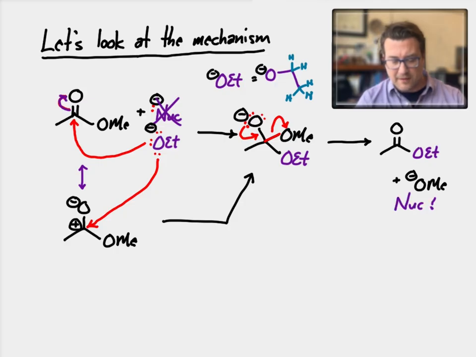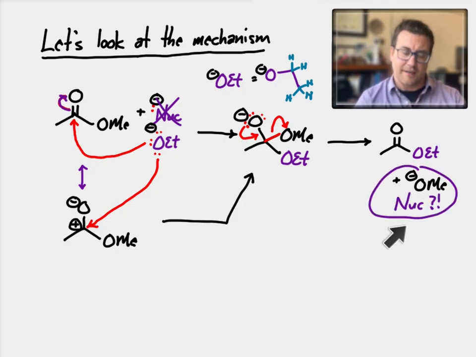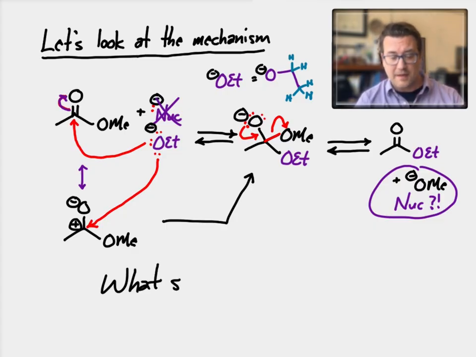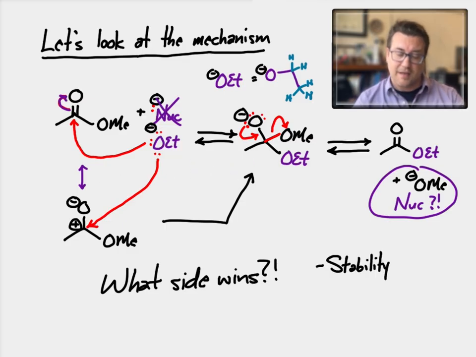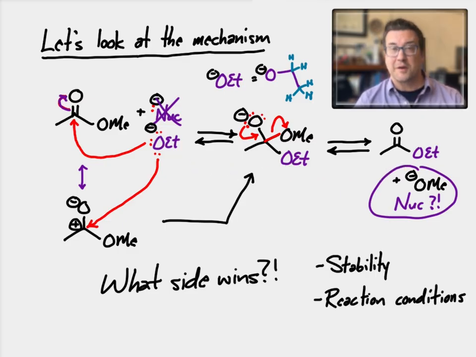Now one thing to think about is, wait, this methoxide looks a lot like ethoxide. Could methoxide be a nucleophile? The answer is absolutely. This is a reversible reaction in this case. If you simply had a 1-to-1 mixture of this ester and this ethoxide, you'd likely wind up with a 1-to-1 mixture of the different esters. This particular nucleophilic acyl substitution reaction is called a trans-esterification. You are transferring one ester for another ester.